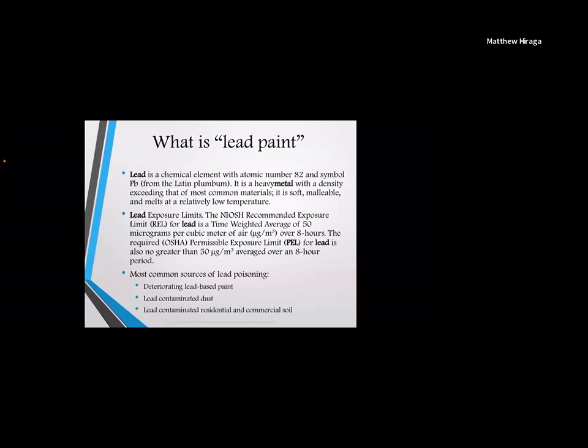Now, what is lead paint? It is a chemical element with the atomic number 82. And it is a heavy metal with a density that exceeds that of most common materials. It is soft, malleable, and it melts at a relatively low temperature.